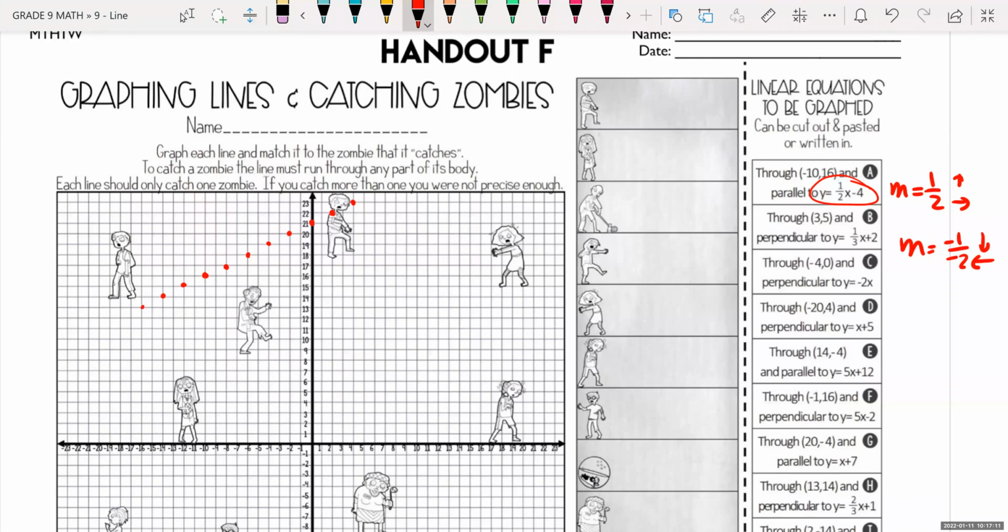We don't really need to plot these points because we can already see the zombie that we killed. But just to make sure we have it right, I'll go ahead and draw it. You have to be super neat. If you want, you can color code this so that you can be as accurate as possible as well. Okay, and so that's my line.